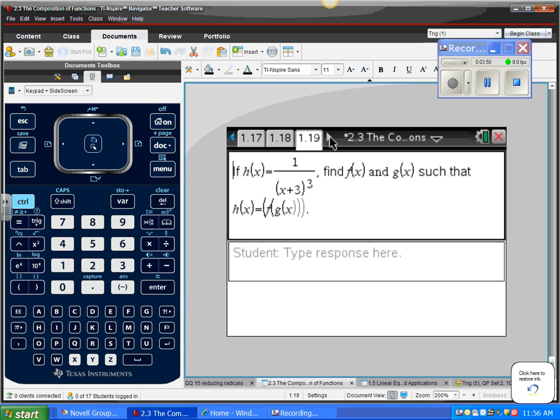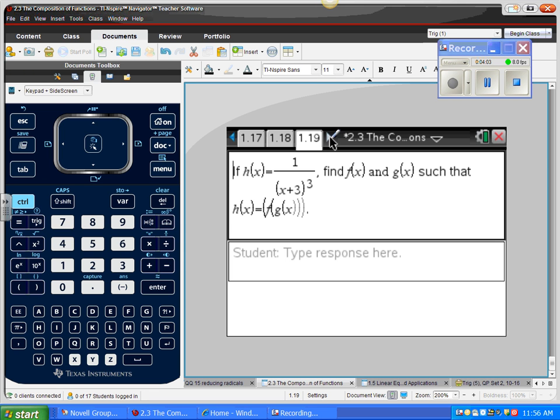If h of x equals 1 over x plus 3, cubed, find f of x and g of x such that f of g of x equals h of x. So again, you're always looking at what you can replace, right? This is kind of always what pops out to me. I can replace that. So if I were to say that f of x equals 1 over x cubed, g of x, in order to make that composition, would have to be x plus 3.